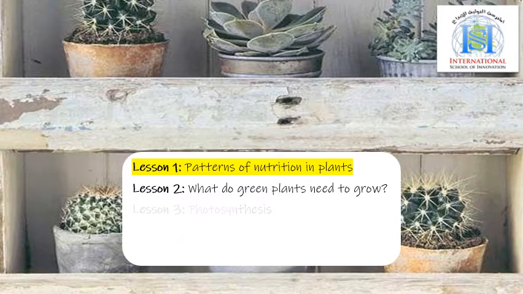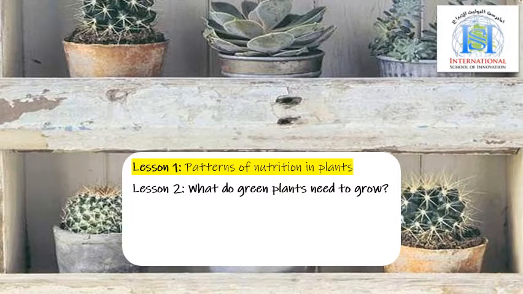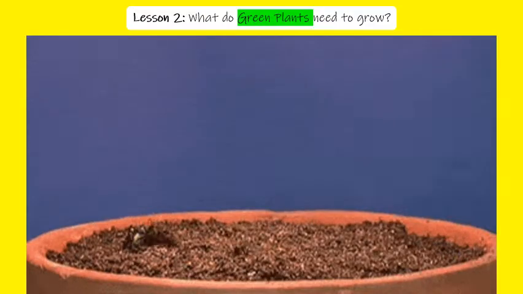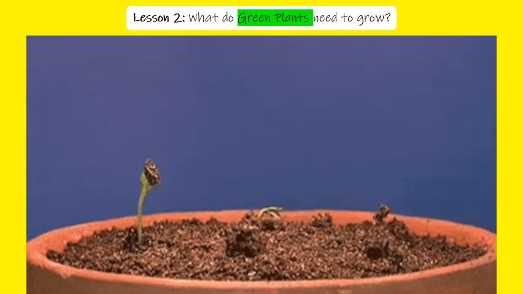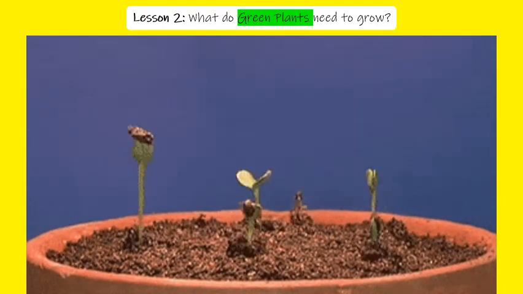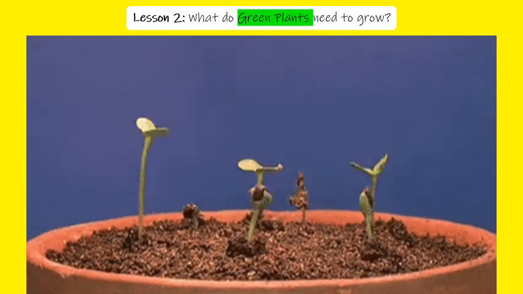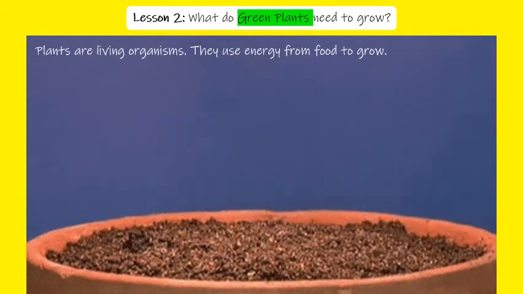Today's lesson is similar, or close, to what we learned before in the first lecture video. Today we're going to talk about green plants. What do green plants need to grow healthy? Green plants, again, are living organisms. So they grow, at the end of their lives they die, but during their lives they need lots of things to grow healthy. They use the energy from food to grow.